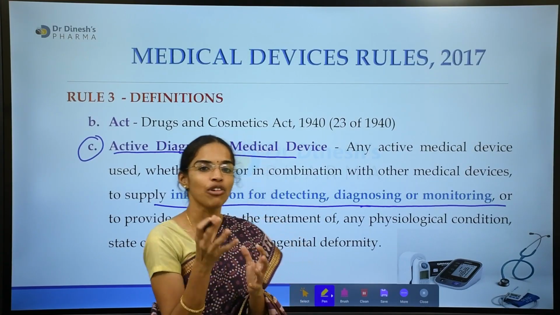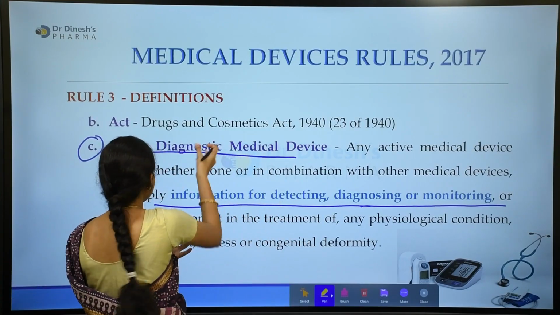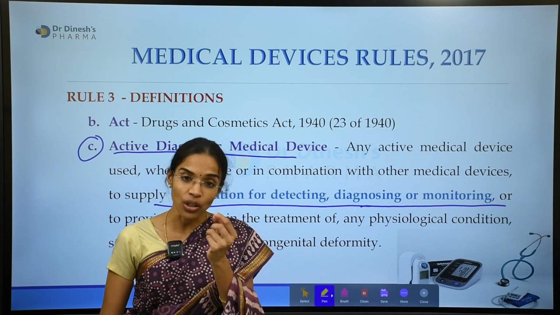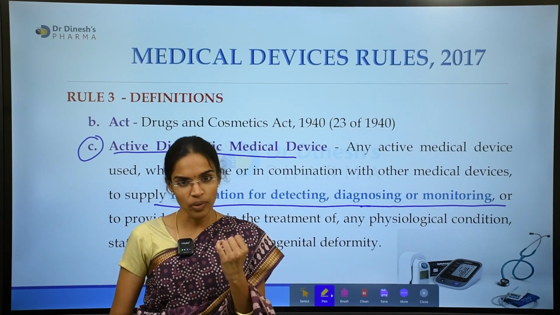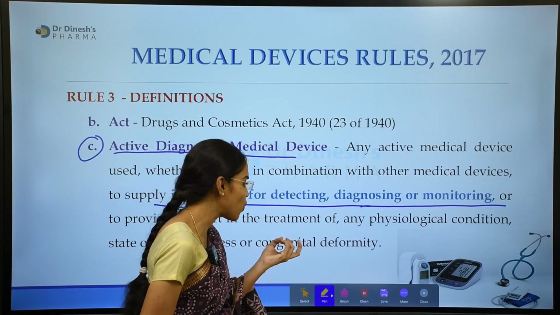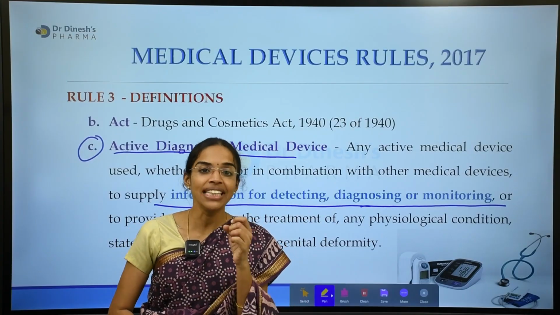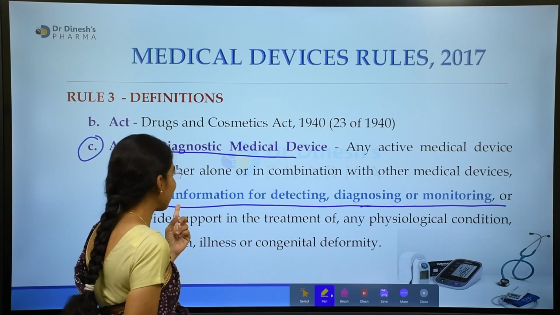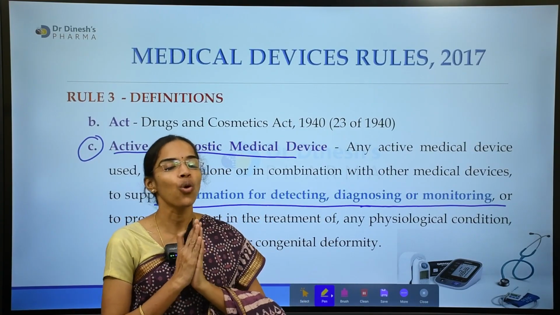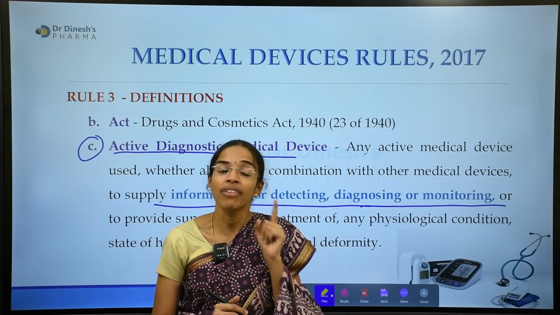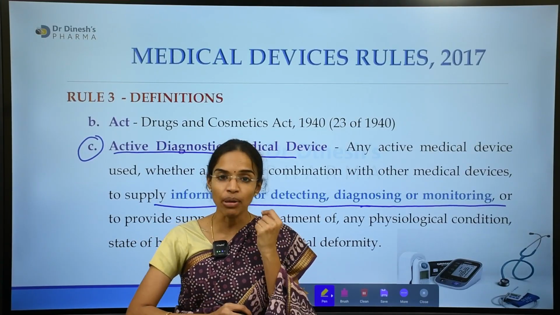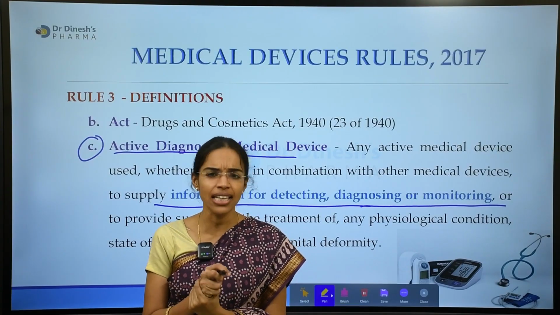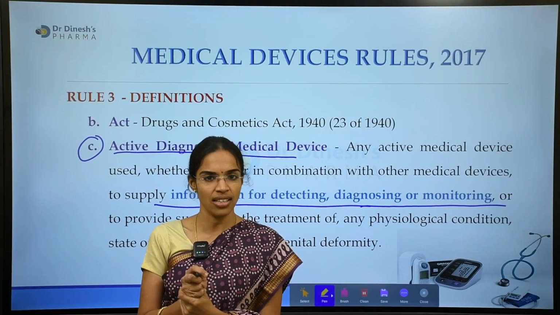So all these equipment or devices can be considered under active diagnostic medical devices. And also the pulse oximeters. We have pulse oximeters, stethoscopes, and digital sphygmomanometers. All these things can be considered under active diagnostic medical device. Nowhere will the examples be mentioned in the Act. Please remember all of you, these examples are nowhere mentioned in the Act.